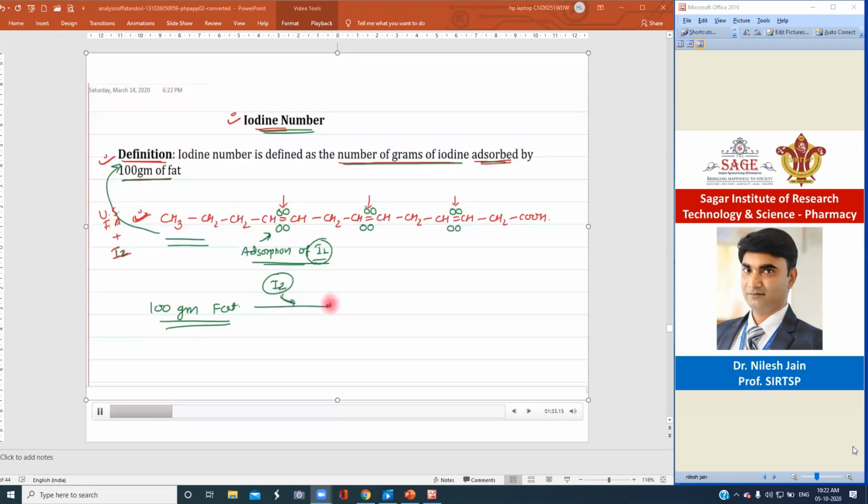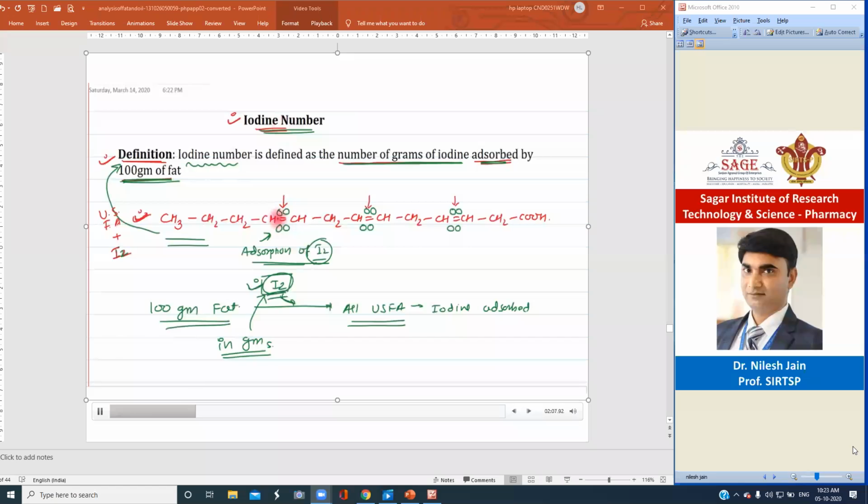At one point of time, all these double bonds are adsorbed by iodine, so all unsaturated fatty acids are now iodine adsorbed. That quantity of iodine in grams that should be added to fulfill this criterion is known as the iodine number. So iodine number is defined as the number of grams of iodine adsorbed by 100 gram of fat.